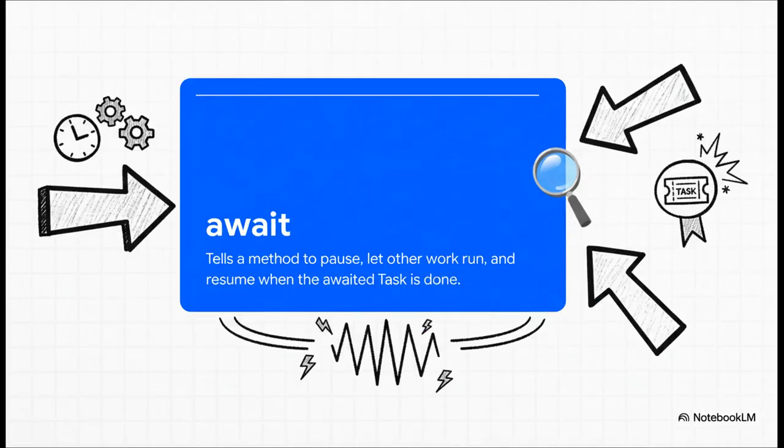And this is where it all comes together, await. This is the actual instruction. When your code hits an await, it's saying, okay, right here, I'm going to pause this method's progress. Give control back to whatever called me, and I'll come right back to this exact spot as soon as that ticket, that task, is done.